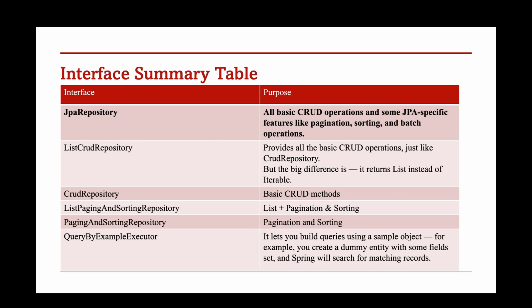And finally, let's talk about the most powerful and most commonly used interface. JPA repository. This interface extends List CRUD repository, List Paging and Sorting repository, and Query by Example Executor, and adds even more advanced JPA-related features. It supports everything we've discussed so far: CRUD operations, pagination, sorting, query methods, and also adds extra capabilities like batch inserts and updates, the flush method to immediately sync with the database, support for @Query annotations using JPQL or native SQL.